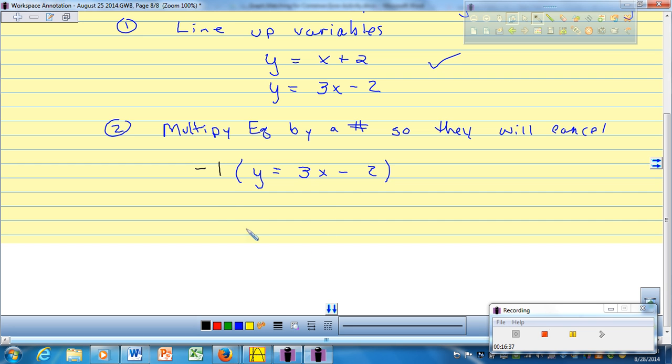So if I do that, what do I have now? Negative y is equal to, help me, negative 1 times this. Look up there. Negative 3x, thank you. And negative 1 times negative 2? Positive 2. So I've changed the look of the second equation. Now I'll rewrite our first one. Y equals x plus 2.